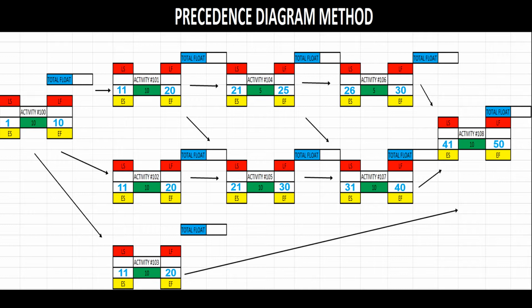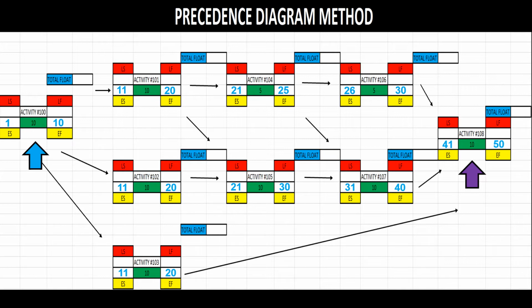Now that we've finished conducting the forward pass, we're ready to conduct the backwards pass, so that we can calculate our late start and late finish for each activity. Once we complete this step, we'll be able to figure out our critical path, or the longest path for our schedule, and the total float for each activity. To conduct the backwards pass, we need to start on the far right-hand side of the diagram, this time at the last activity, 108, and work our way back to the first activity, 100.